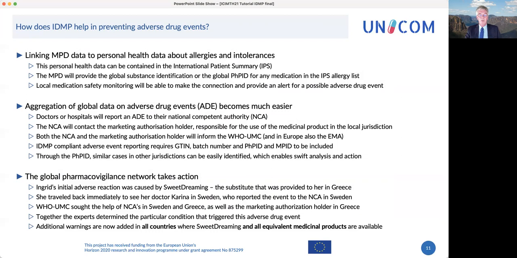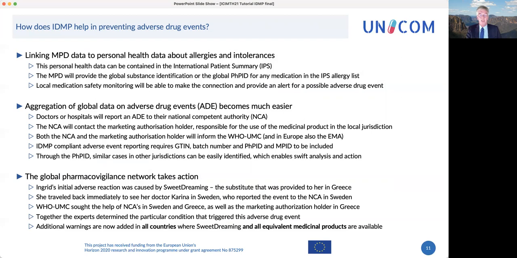So look at what happened to Ingrid and see how the global pharmacovigilance network can take action. Ingrid was actually in Greece when she took her medication that caused her so much trouble, but she traveled back to Sweden. So Sweden had to report the use of a foreign medication. And by using the PHP ID, the NCA in Sweden knew that this was sweet dreaming or a similar medication in Swedish, available on the Swedish market. Of course, Ingrid wouldn't know because she just bought sweet dreaming in Greece. But they know what it is.